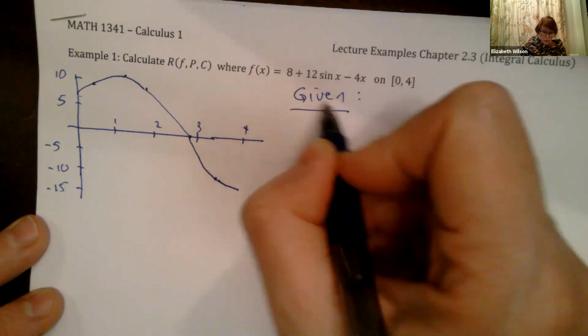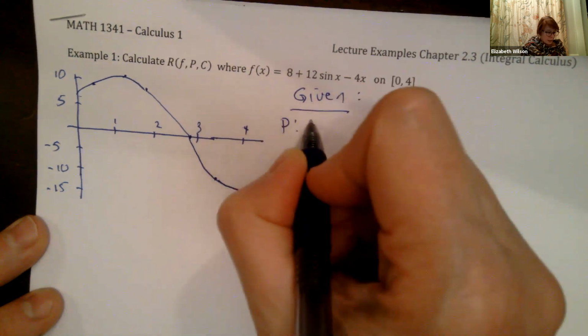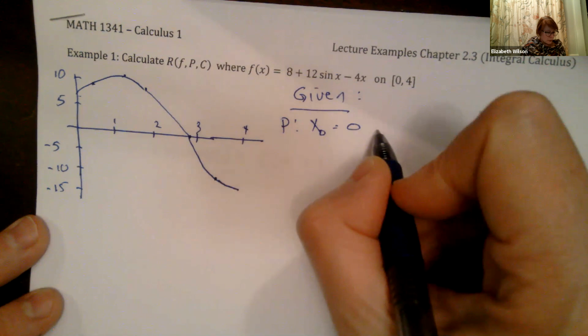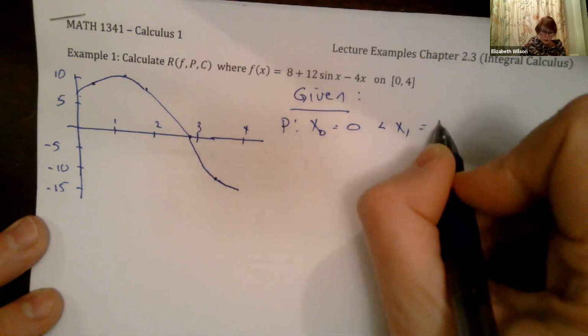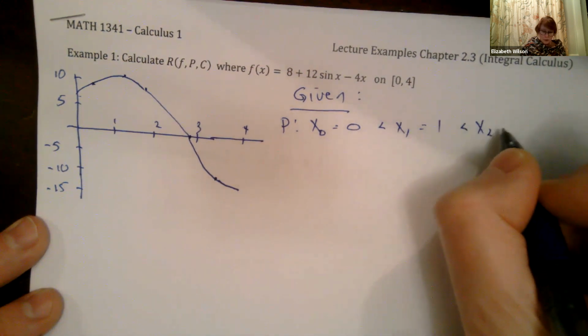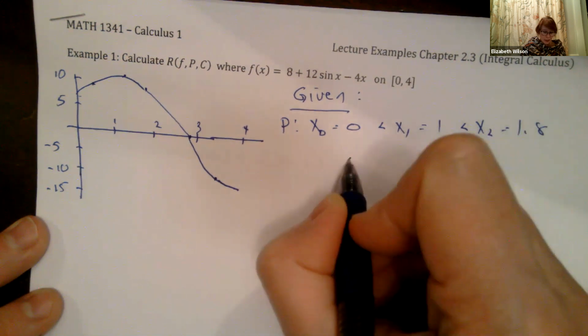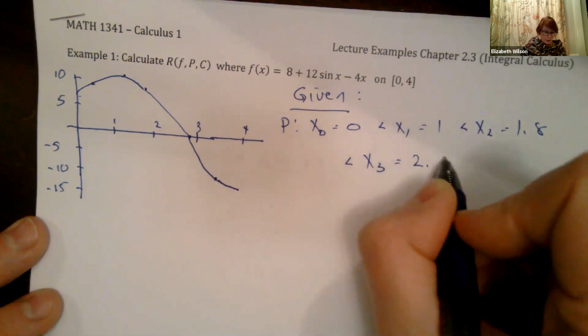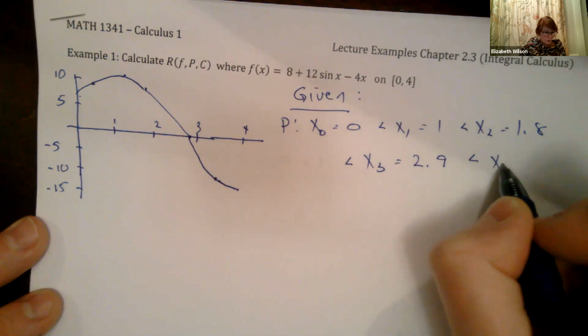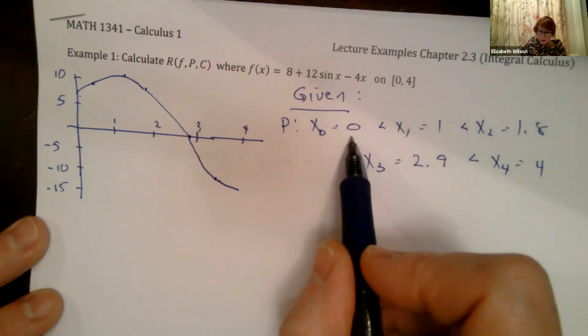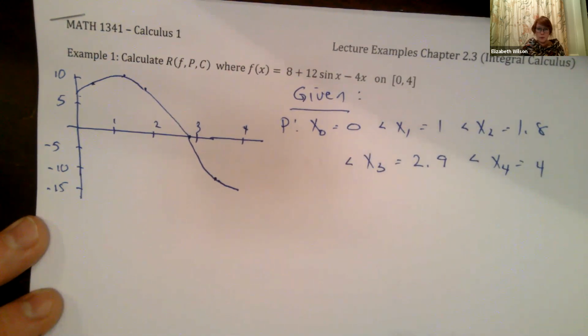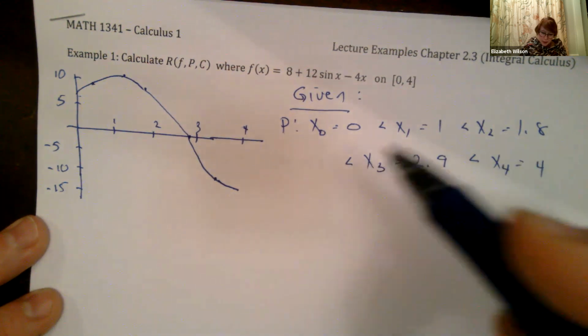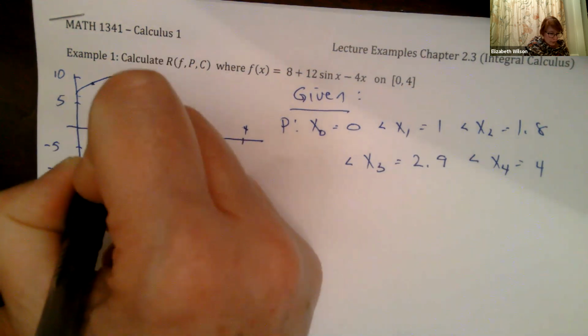So I'm given my partition, x0 starts at 0, which is less than x1, which is equal to 1, which is less than x2, which is 1.8, which is less than x3, which is 2.9, which is less than x4, which is equal to 4. So we go on our interval 0 to 4. Okay, so that gives us our partition values, which means I can use this to help me draw out my rectangles.